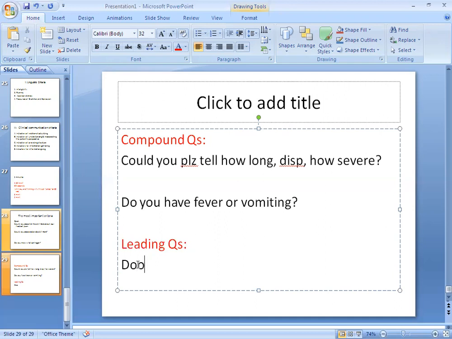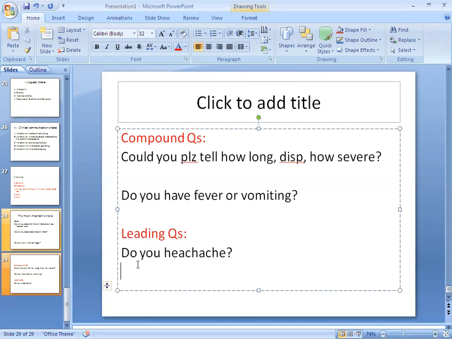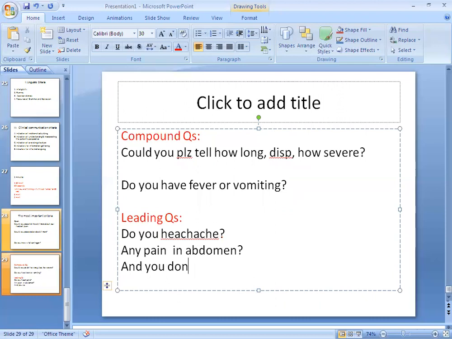Okay, any cues? Okay, Mr. Sumit. Do you have headache? Any pain in abdomen? Number one is a leading question, number two or number three, which one is the leading question? No, you have options. Second one.